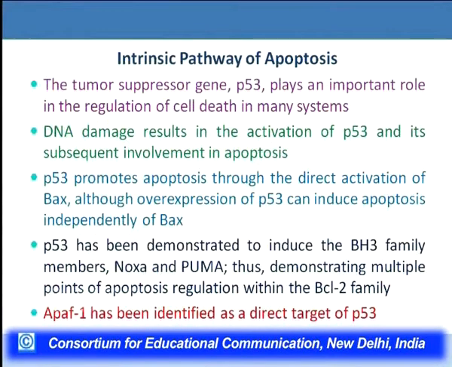Now another important gene, P53, is a tumor suppressor gene. It also plays a role in the regulation of cell death in many systems. Whenever there is damage to DNA, it leads to activation of P53, which promotes apoptosis through a direct activation of the BAX molecule, or if there is an overexpression of P53, then the activation of the BAX molecule is not required. Now P53 has been demonstrated to induce the BH3 family members like Noxa and Puma, and it demonstrates that there are multiple pathways of regulation of the BCL2 family.